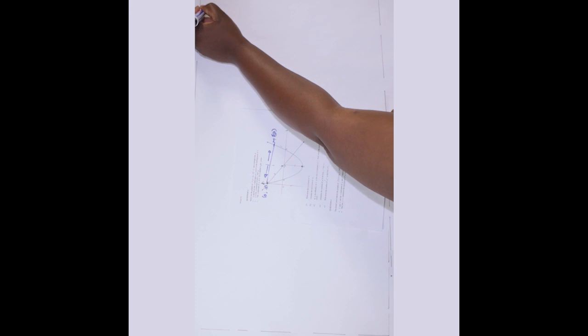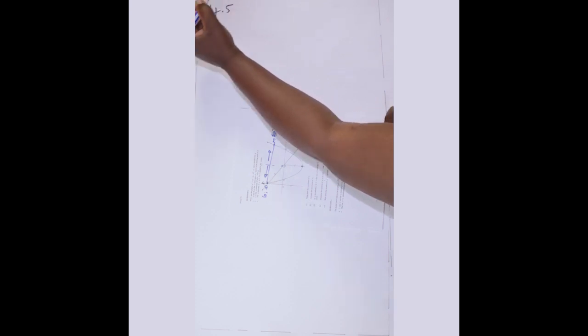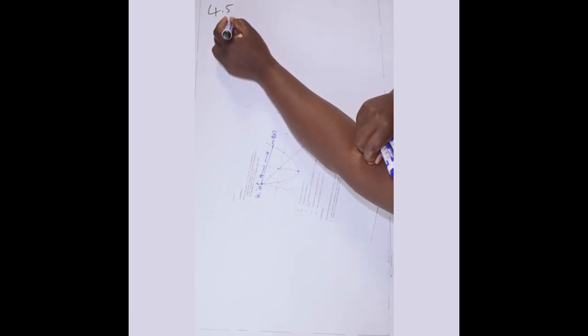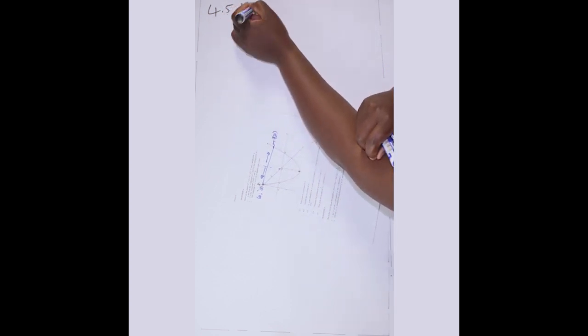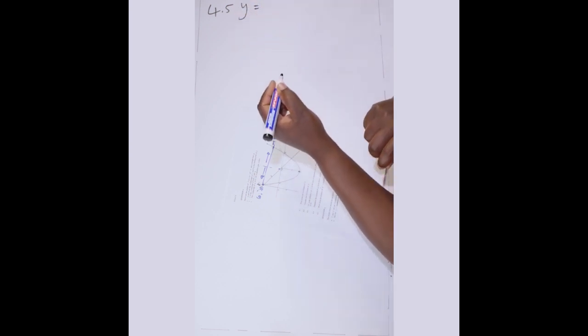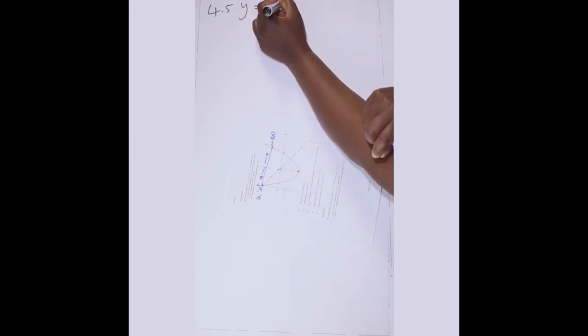Remember, this is 4.5, we are still in question 4. This question needs you to just do the inverse of the equation that you just found. So if you got your equation now, it was y equals negative 7 over 4 x plus 7. So it's negative 7 divided by 4, x plus 7. That is the equation that we have found in 4.4.